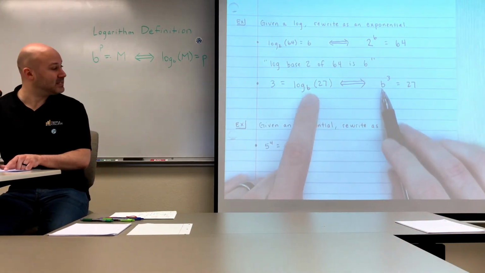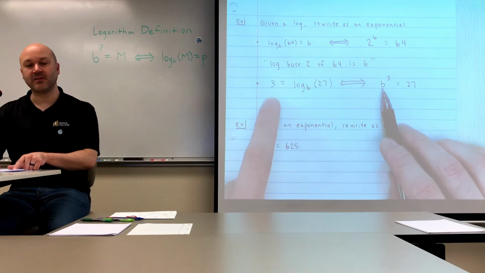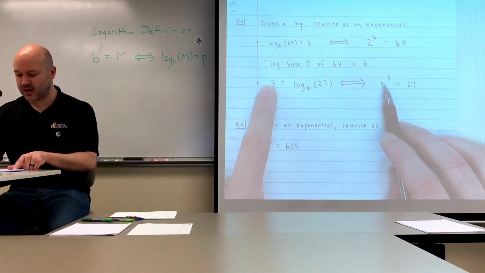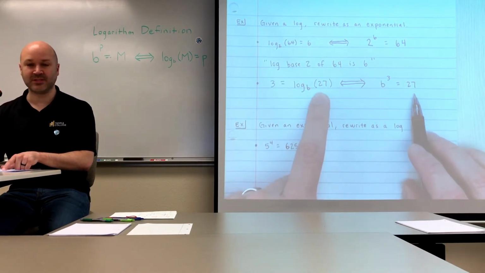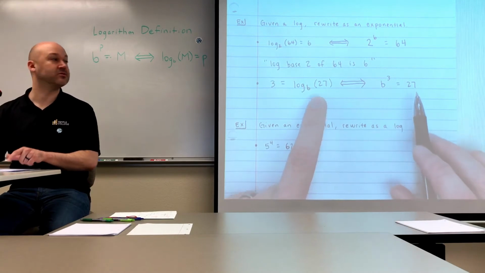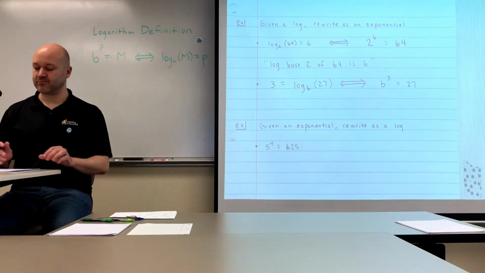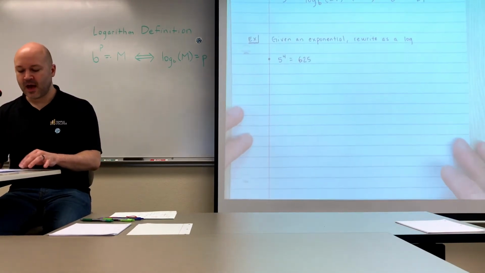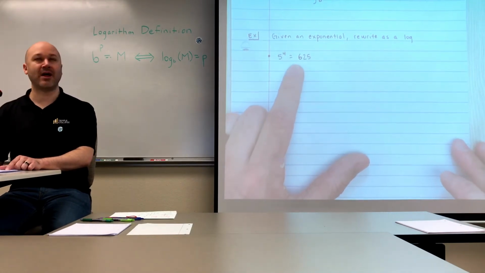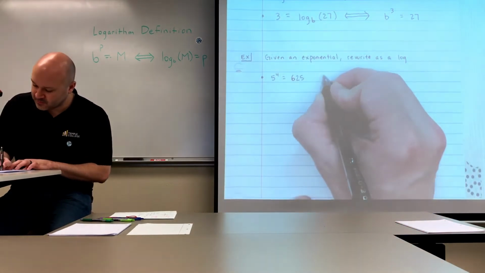So I get base b being raised to the other side of the equation, 3, and that's equal to the argument, 27. So b cubed equals 27. Now let's see if we can go the other way. Given an exponential, can we rewrite it in logarithmic form?